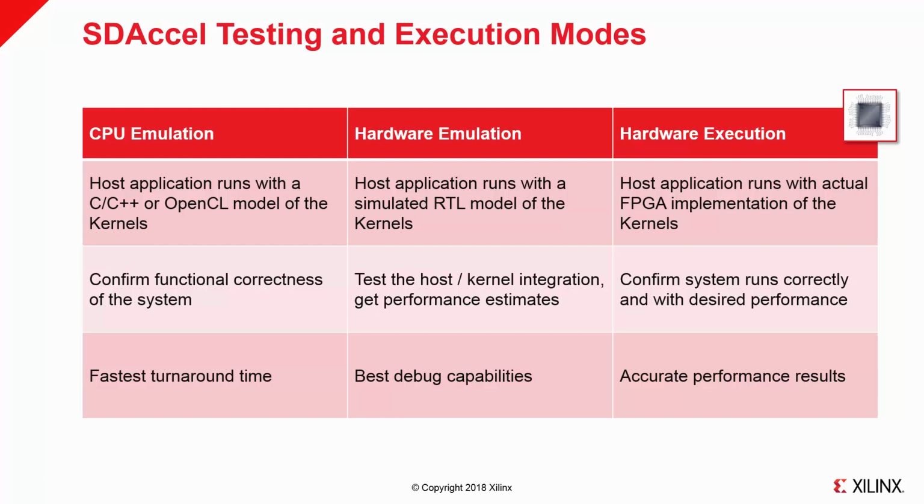The second emulation mode is the hardware emulation mode. Here the application runs with an RTL simulation of the kernels. Because this mode relies on RTL simulation, it's the slowest, but it is great to test the host-kernel integration, to get performance estimates and debug insight.